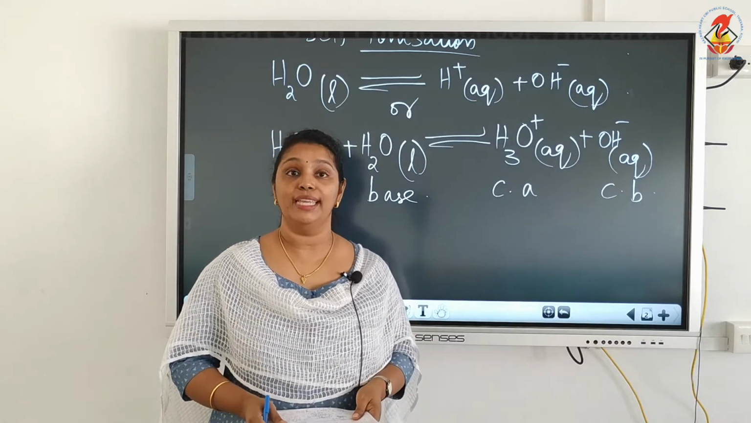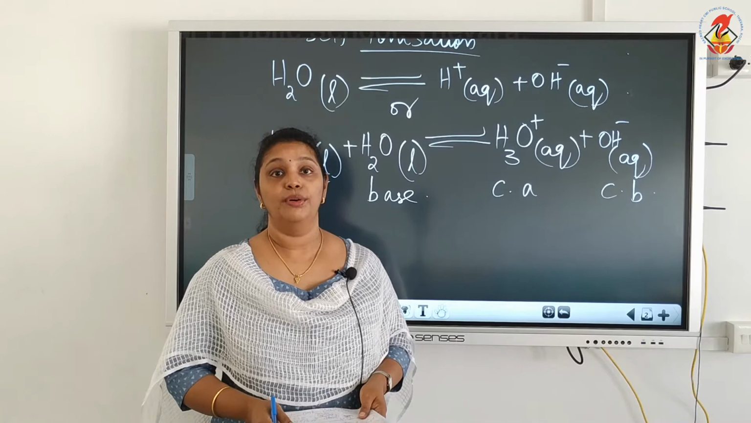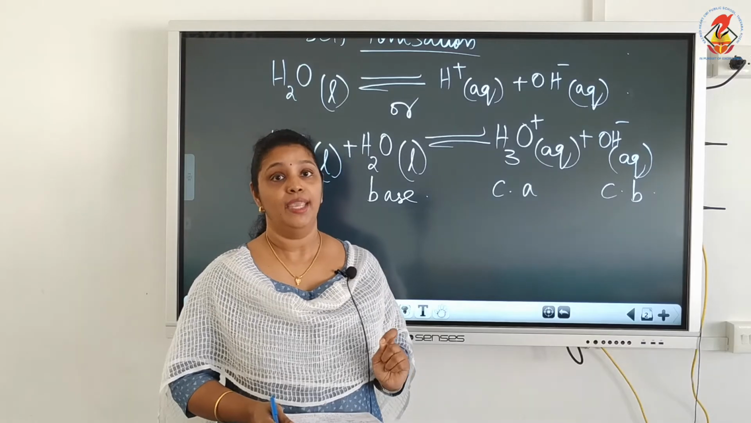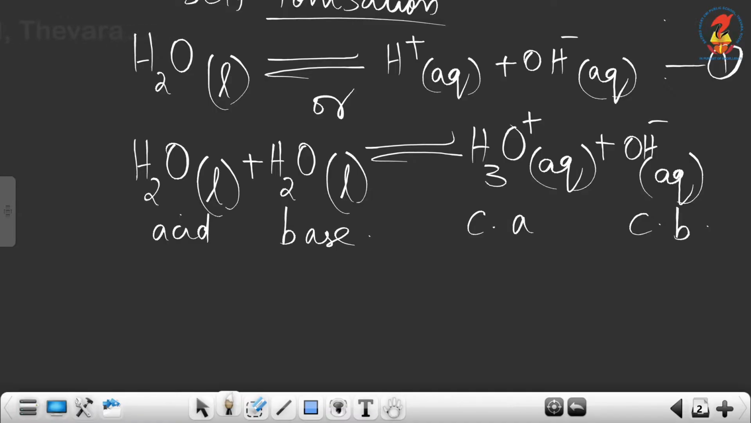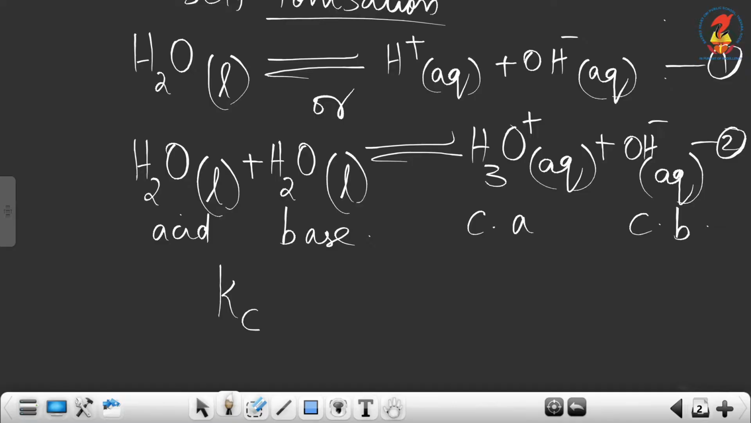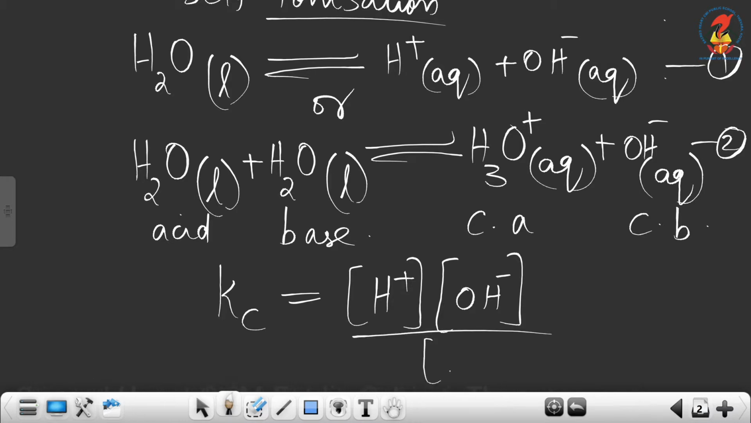Now I told you we are going to get an expression for Kw. So first we are going to write the expression for the equilibrium constant Kc. Suppose I give this as equation number 1 and this as equation number 2. I am going to write the expression for equilibrium constant Kc using equation number 1. So you know how to write the expression for Kc. Kc is equal to, for equation number 1, the product of molar concentration of products, we have H plus and OH minus ion as the products, by molar concentration of reactant, which is H2O.